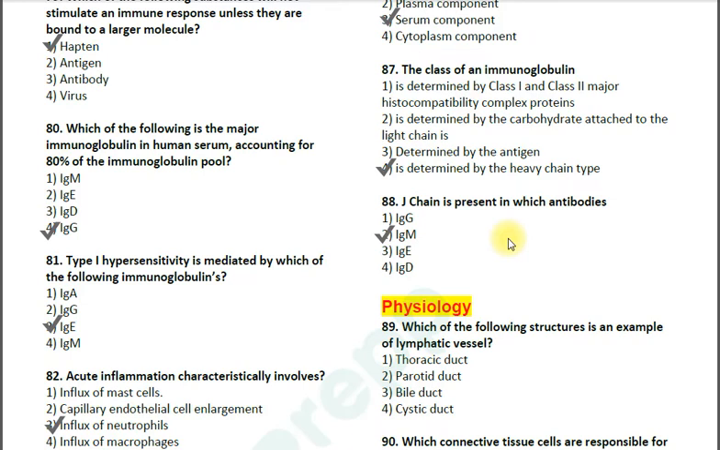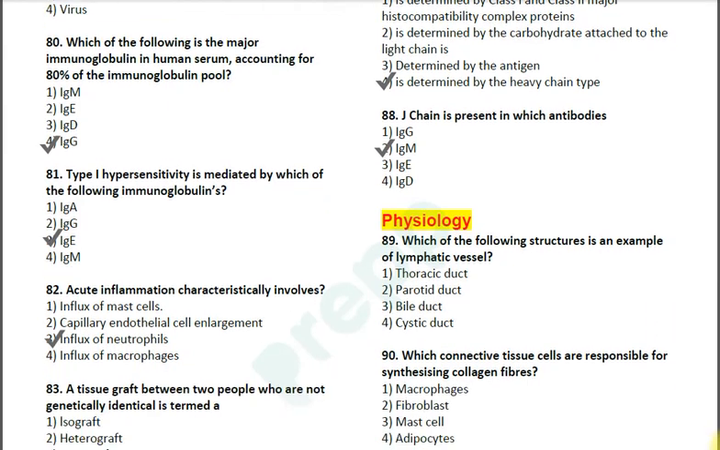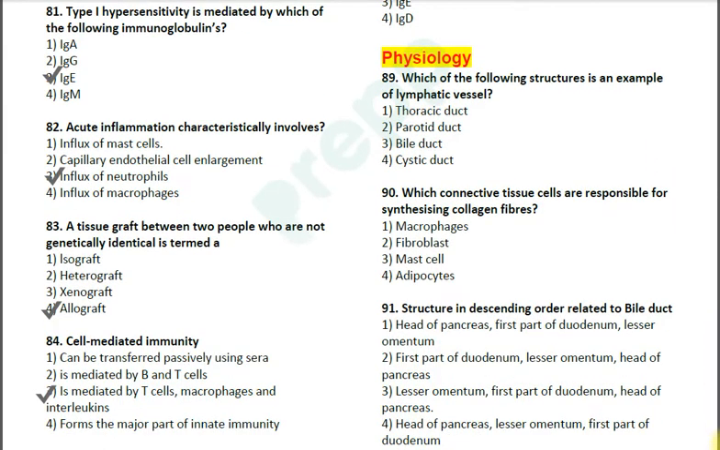IgM is the antibody usually produced in the secondary immune response, and this is a pentameric antibody. The monomers are joined by the J chain. In addition to IgM, IgA is also a dimer which also has a J chain uniting the two monomers. These were the questions from immunology.